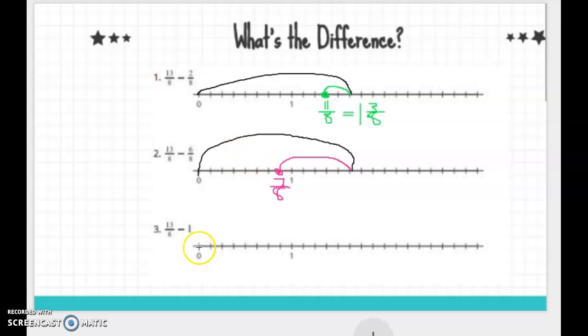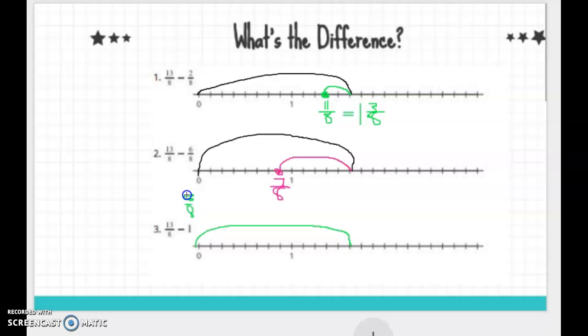Now they want us to go to 13 eighths again. So make your jump all the way to 13 eighths. 8 eighths, 9 eighths, 10 eighths, 11 eighths, 12 eighths, 13 eighths, and go back a whole. So a whole with eighths would be 8 eighths.